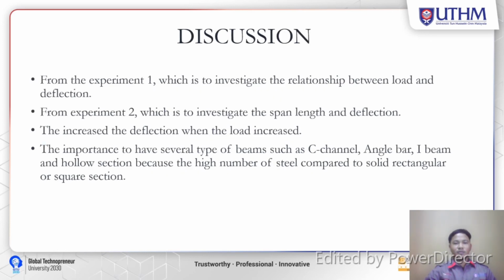Okay, this is for discussion. In discussion, from experiment 1, which is to investigate the relationship between load and deflection, and from experiment 2, which is to investigate the span and the length of deflection, the deflection increases when the load increases. It is important to have several types of beam such as C-channel, angle bar, I-beam, and hollow section because of the high number of steel compared to the solid rectangular or square section.